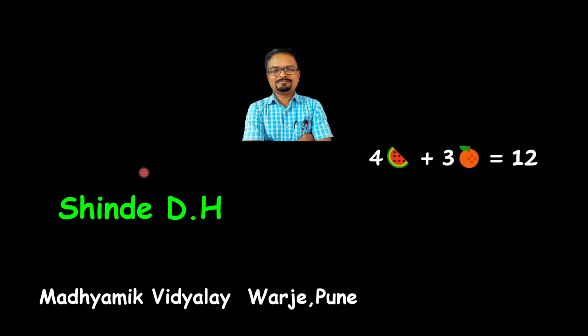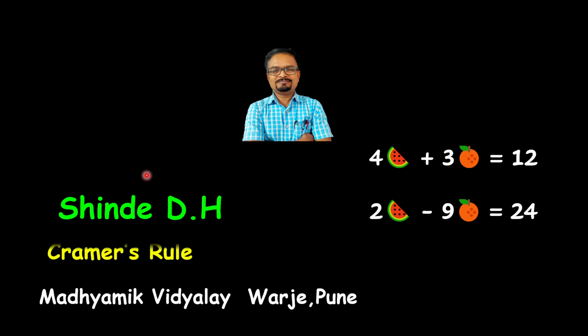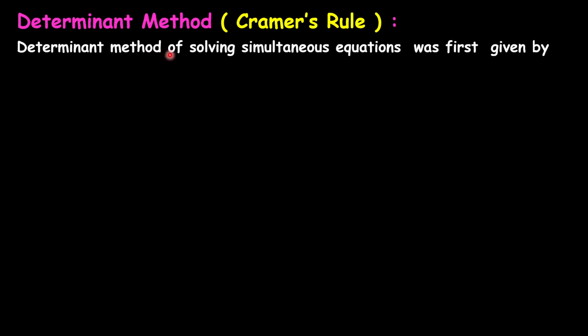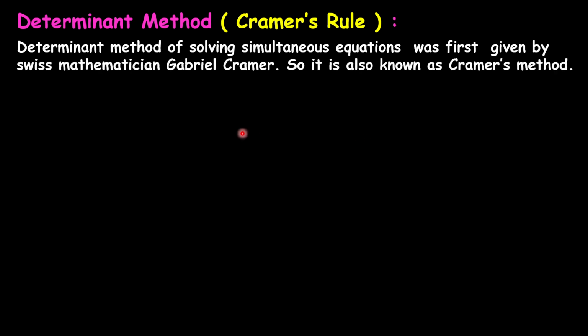We will continue the chapter linear equation in two variables. Today we will learn Cramer's rule or determinant method. Determinant method of solving simultaneous equations was first given by Swiss mathematician Gabriel Cramer, so it is also known as Cramer's method or Cramer's rule.